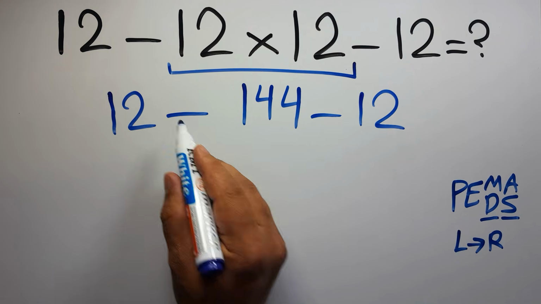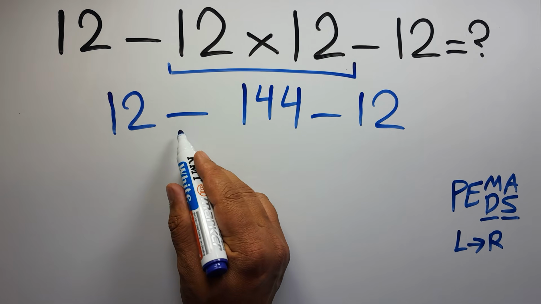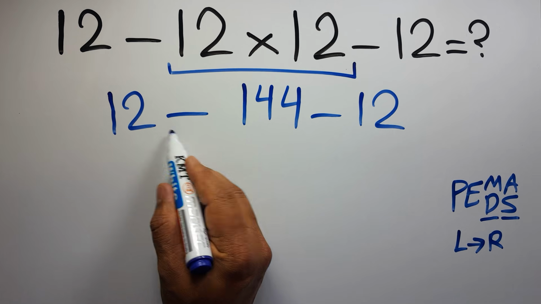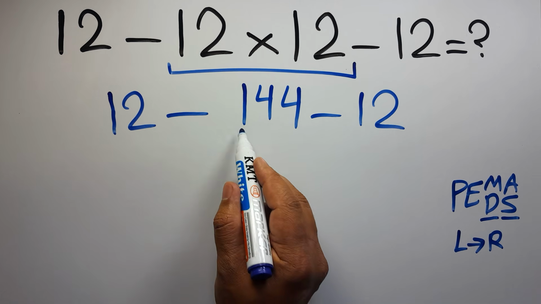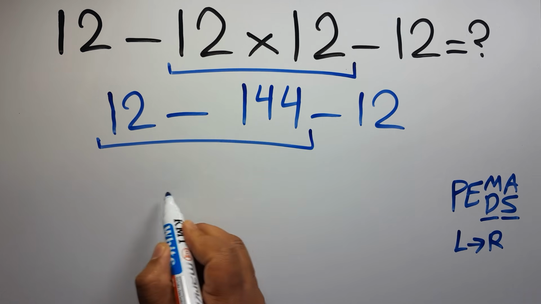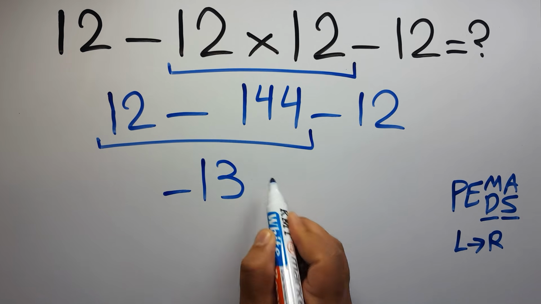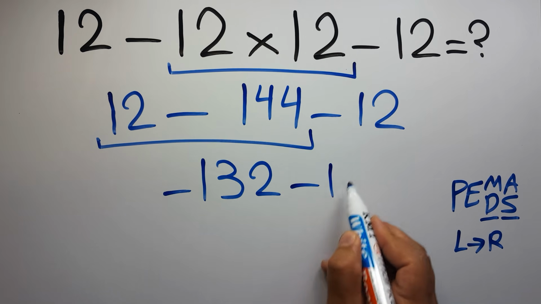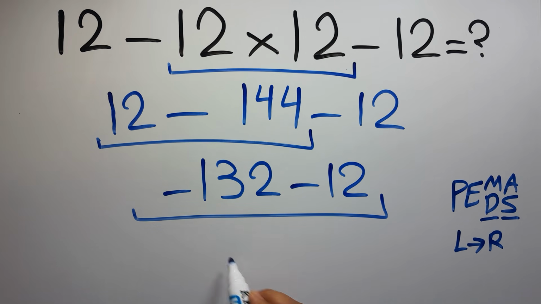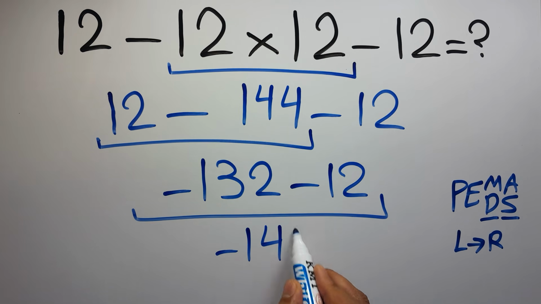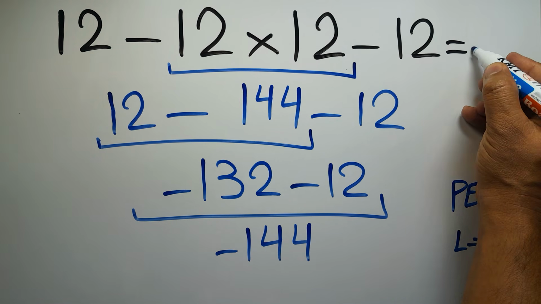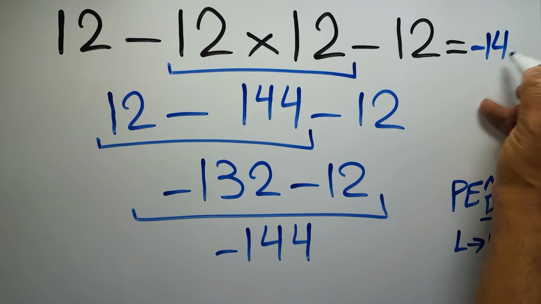Now in this expression we have two subtractions, and when we have more than one subtraction in an expression, we have to work from left to right. So therefore, first we have to do this subtraction. 12 minus 144 gives us negative 132. So negative 132 minus 12, which equals negative 144. And this is our final answer to this problem. The correct answer is negative 144.